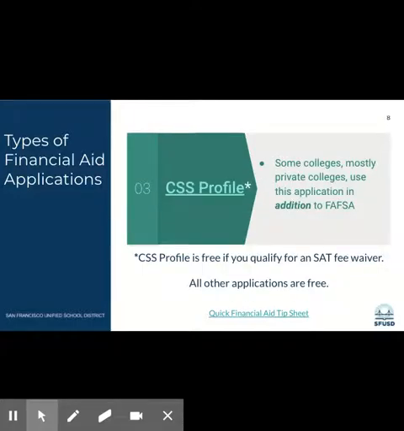Number 3 is the CSS profile. Some private colleges may require you to fill out this application in addition to number 1 or number 2. This is the only application that may cost money, and the cost starts around $25. If you qualify for an SAT fee waiver, you can qualify to waive this cost. Please talk to your counselor for more information. How do you know if you have to fill out the CSS profile? Check the college's admissions and financial aid websites for the private colleges you are applying to.